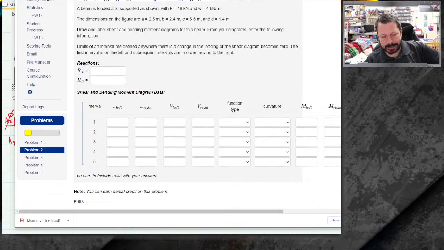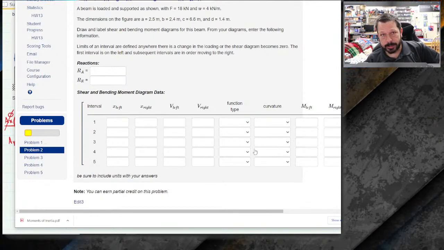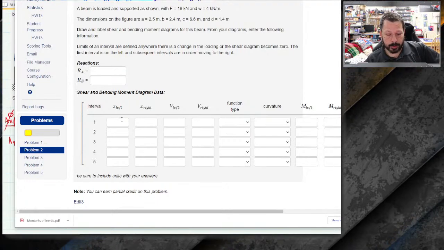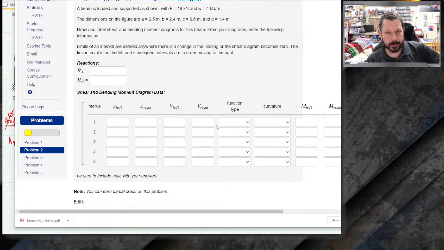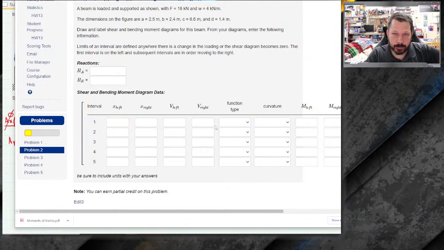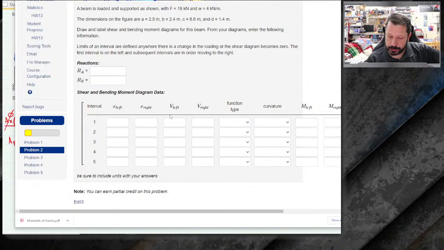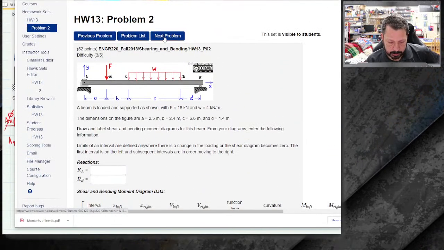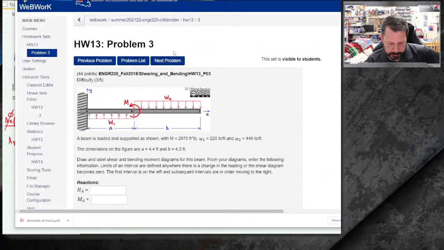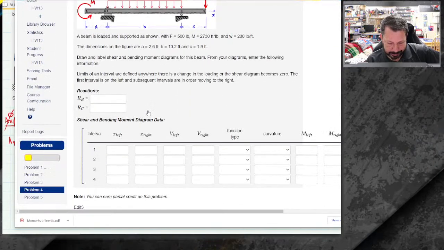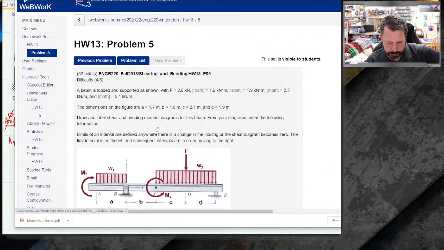Well, on an exam, you're not going to have to do all of this. This is how WebWork deals with it: you can't actually draw a picture in WebWork and have it graded. This is drawing the picture, all these blocks is. We're not going to do that on an exam. Let's see, these are really set up for kind of trying to plug in a shear and bending diagram.